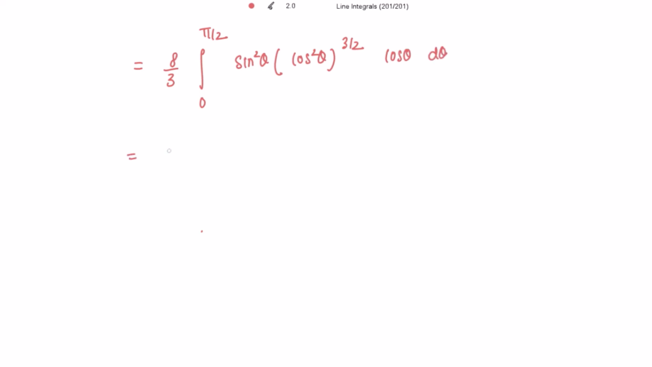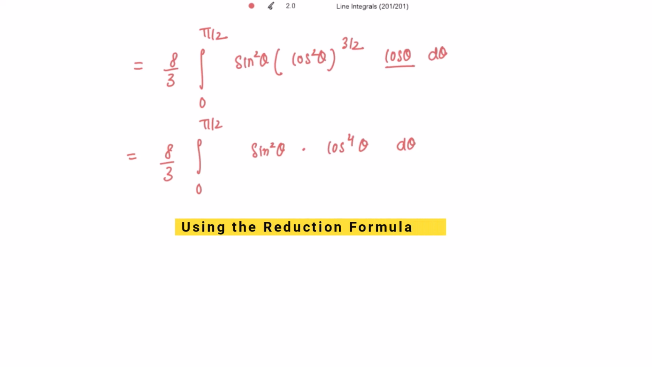So this is equal to 8 divided by 3, integration from 0 to pi by 2, sine square theta. This gives cos cube theta, and this is also cos theta, so we get cos to the power 4 theta d theta. Now I am going to use the reduction formula. For that, the limits should be from 0 to pi by 2. Then only you can use a reduction formula.